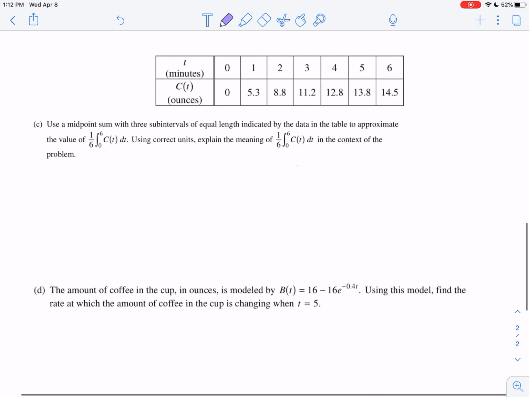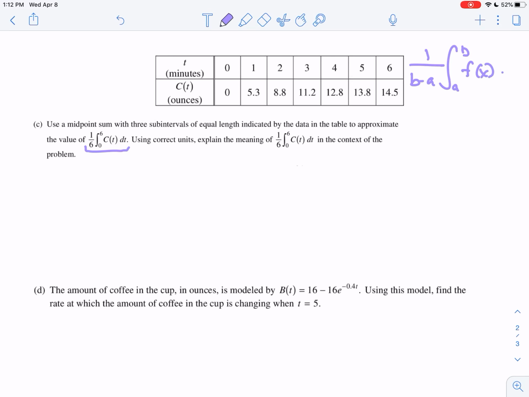First of all, let's take a look at what they're asking us to find. Does that formula look familiar? Does it look like this? Right? Which was the average value of f on the interval a to b. So this is going to give us the average value of c, and remember c gave us the amount of coffee in the cup from 0 to 6 minutes. So that is what the second part is. That's going to essentially be the explanation, okay?